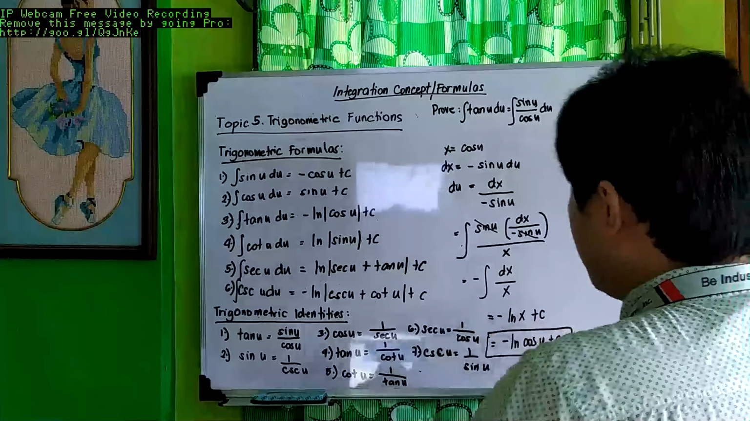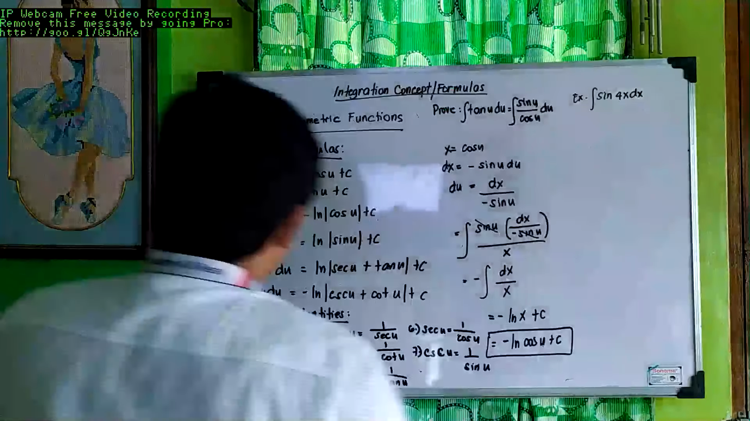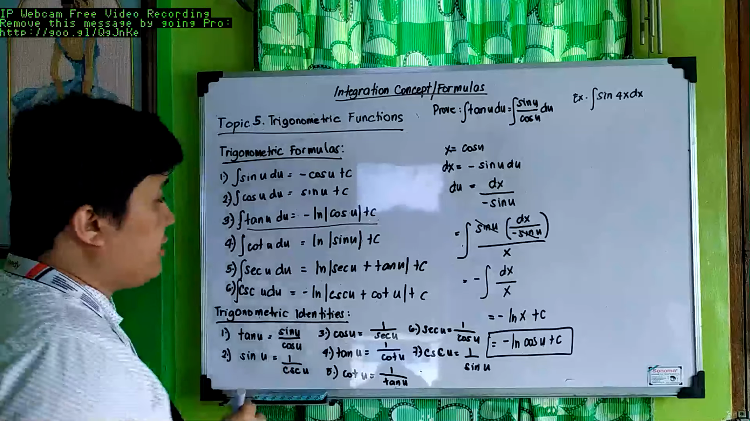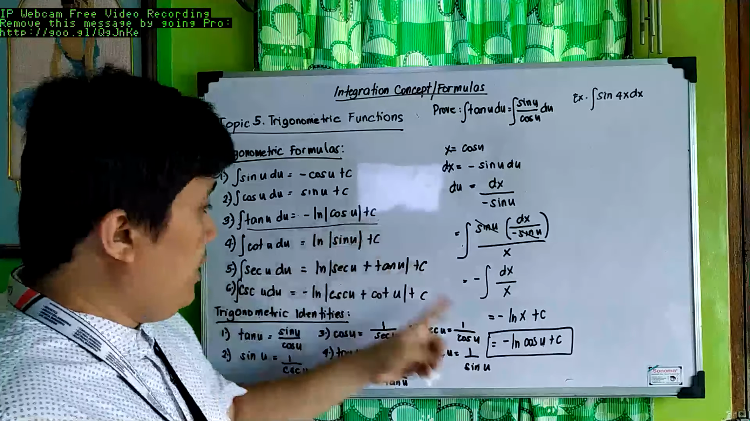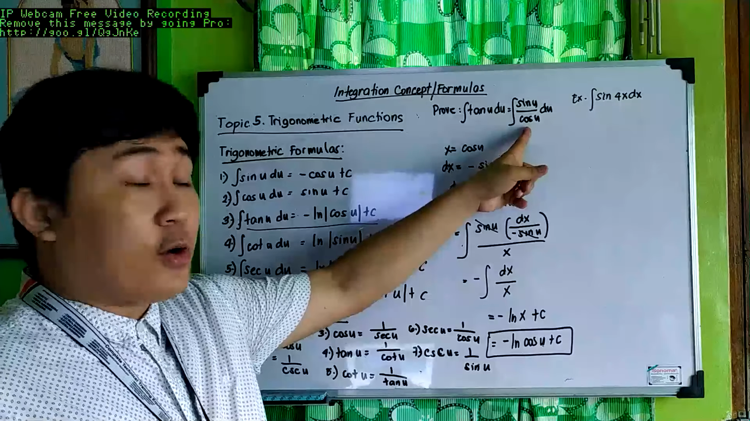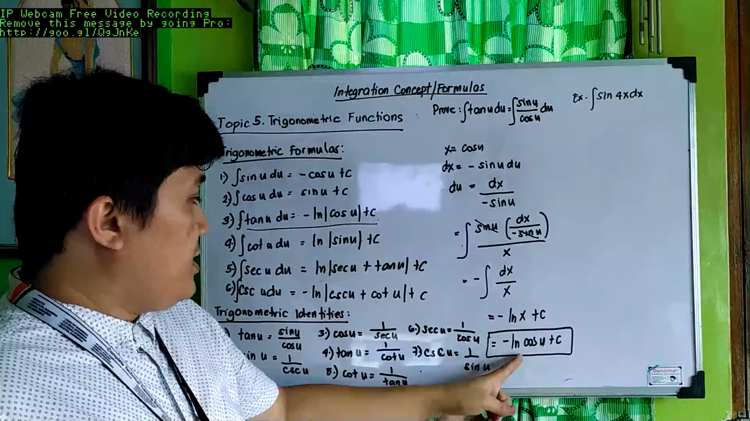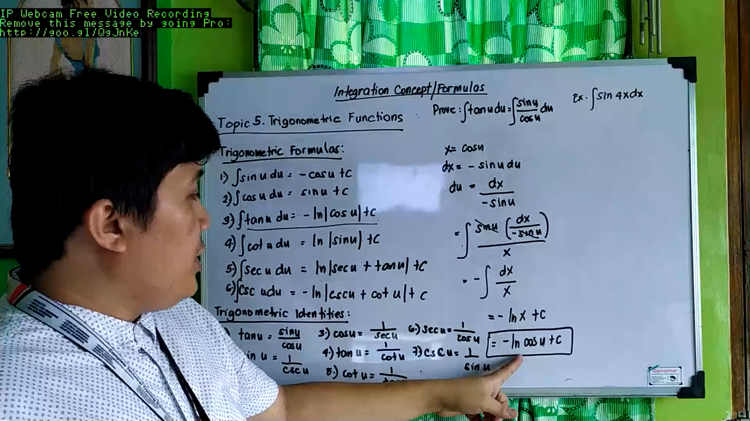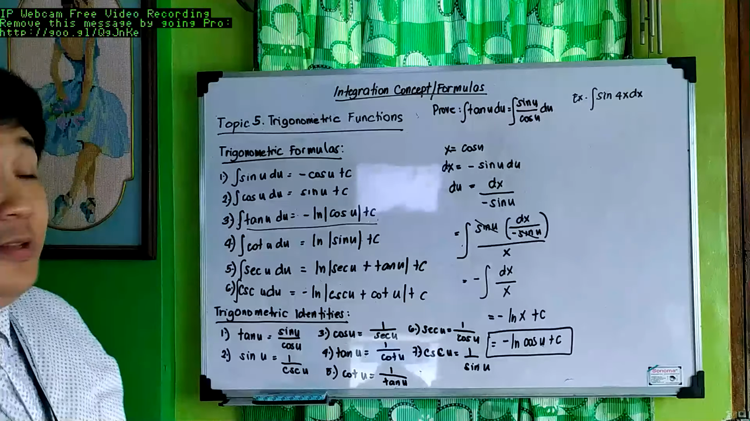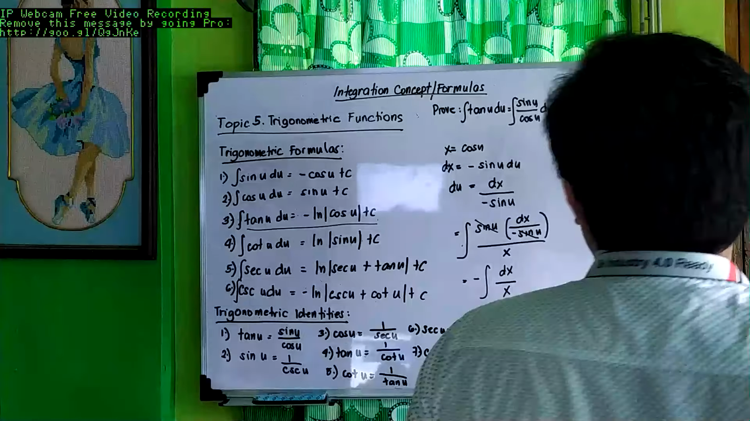If you could see here, the answer for your tangent u is negative ln cosine u plus c. Here, the integral of sine u over cosine u is still the same, negative ln cosine u plus c. Therefore, the two are the same. So now let's try another example.